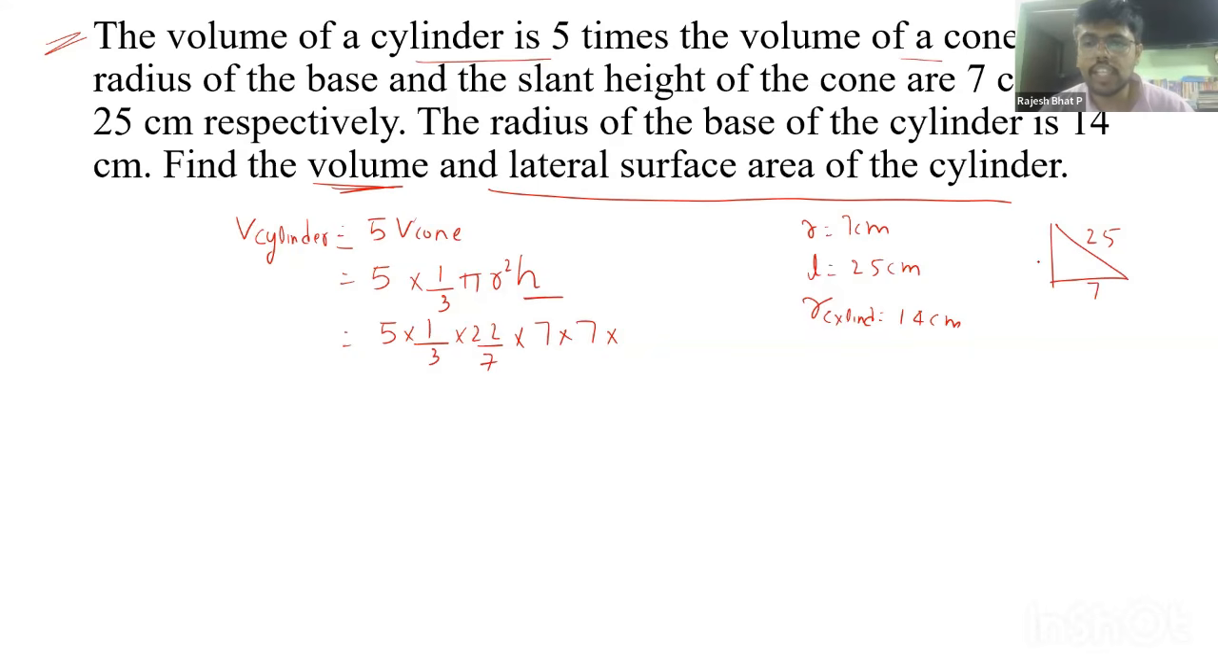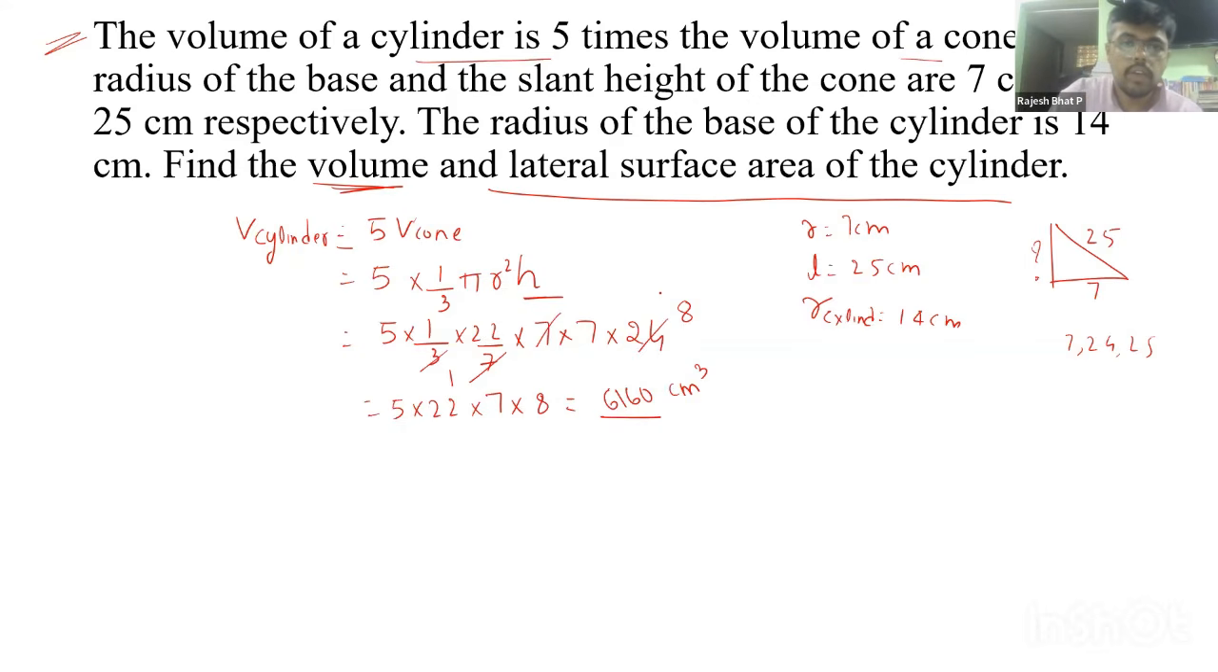Okay, radius is 7. What will be this? Just now I told you the triplets. So what is the triplet? 7, 24, 25. Or you just apply the formula, you will get the answer. This will always be 24. Now just simplify. 7, 7 cancel. 3 ones are 3, 3 eights are 24. So what is remaining? 5 into 22 into 7 into 8. If you simplify, what answer would you get? I did not solve it. Okay, this is 6160. I hope you get 6160 centimeter cube. Yeah, centimeter cube.